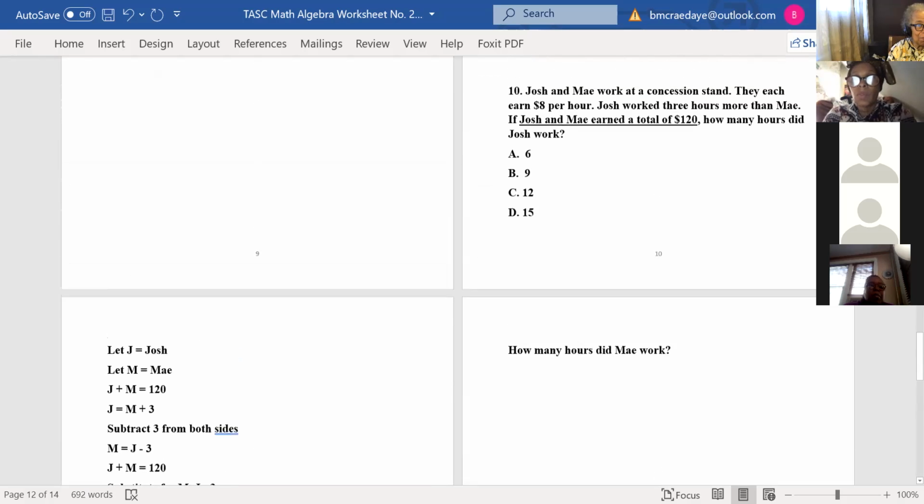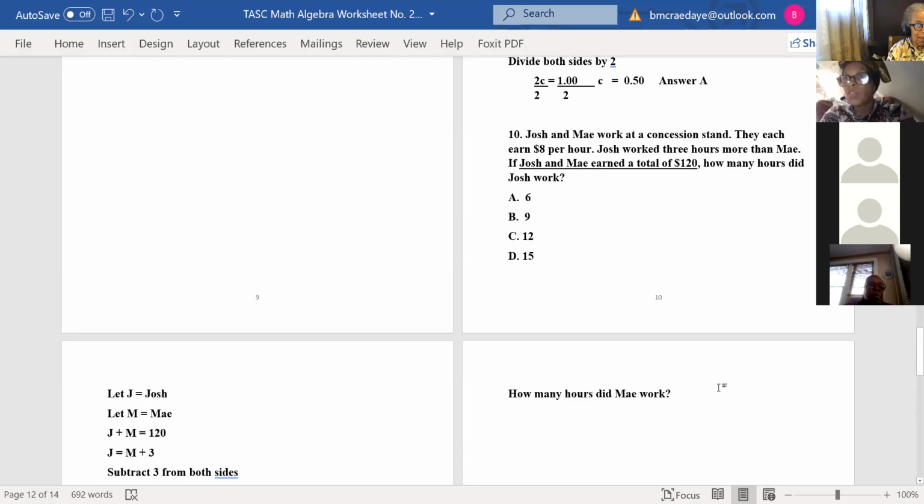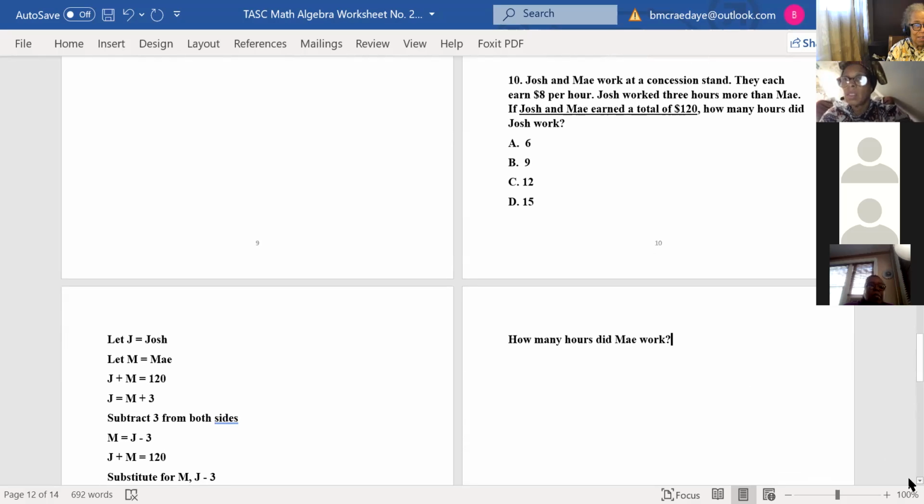Josh worked 3 hours more. Okay. So you have to subtract. You'd subtract 3 hours out of the 9. I would say May worked 6 hours. Okay, that's right. 9 minus 3 equals 6. That's how many hours, because Josh worked 9, but he worked 3 hours more than May.